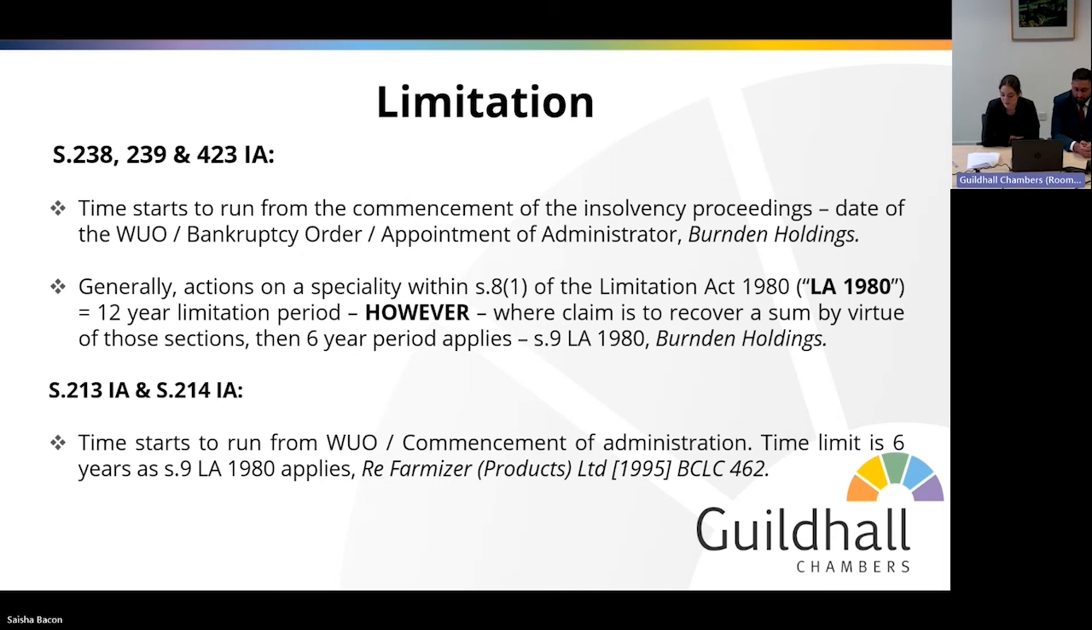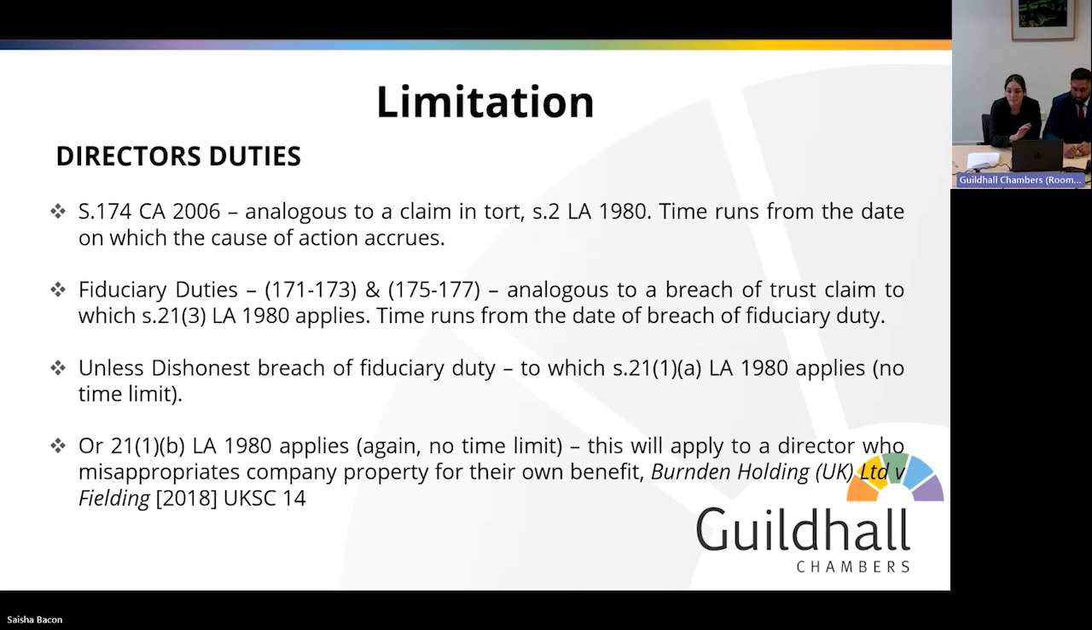For wrongful trading or fraudulent trading claims, so Section 213 and 214, again, the time starts to run from the winding up order or the commencement of the administration. And for this, Section 9 applies. So we've got a 6-year time limit to bring these types of claims. Then in terms of directors' duties claims, we've got Section 174, and that's viewed as analogous to a claim in tort under Section 2. So that's a 6-year limitation period, and time will run from the date on which the cause of action accrues. For fiduciary duties, there are Sections 171 to 173 and 175 to 177.